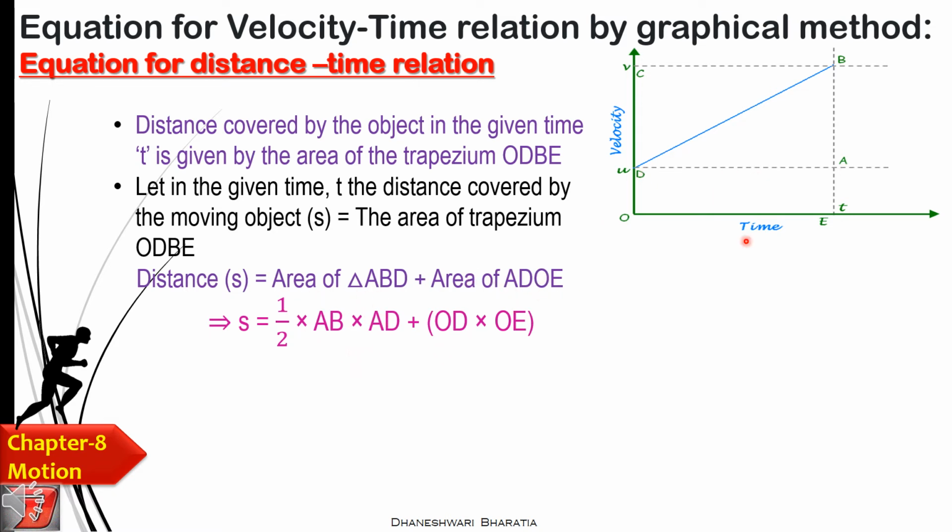And what is the area of a rectangle? Length into breadth. What is the length? We are taking OD. You can take AE also. It is OD into OE. It is OD into OA because we are finding this area in concern with the object. So the object is here, so we will take the length and breadth like this. Okay, but we know that OD is U and OE is T, so I have substituted here with U and T, and we know that AB is equal to CD, isn't it?